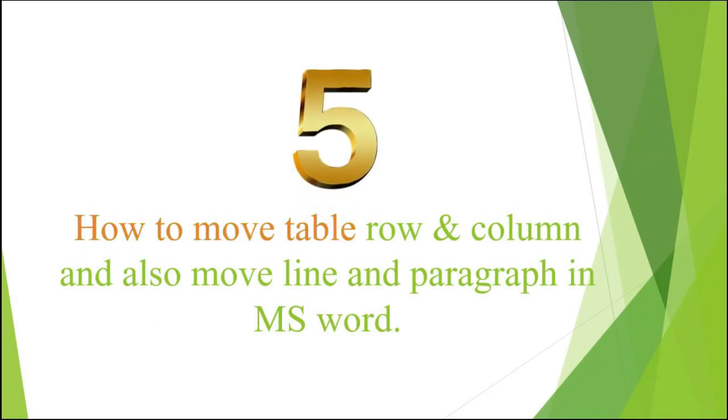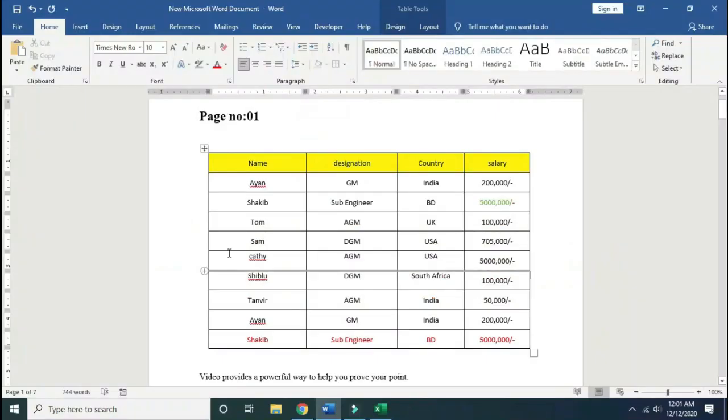How to move table, row and column, and also move the line and paragraph in MS Word. So generally we use cut, copy and paste to move a row or column, but in this video we are going to show a shortcut technique. So let's start it. First of all, for example, if I want to move this row to this position, simply I select this row, then hold Shift plus Alt and press upper arrow key.